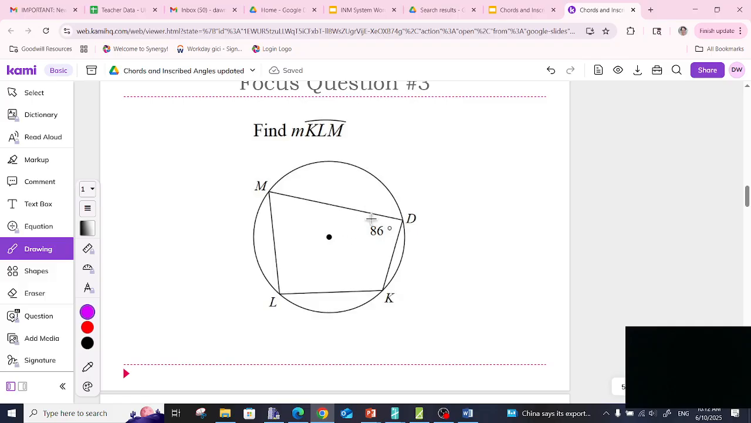So if I have this angle here is 86 degrees. And it's asking me what KLM's measure would be. And it's saying arc. So here's K, here's L, here's M. So it'd be going around this outside here, right? What would this arc measure be? Well, how would I find it?